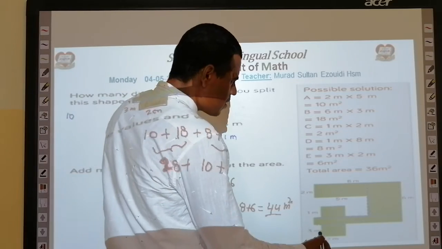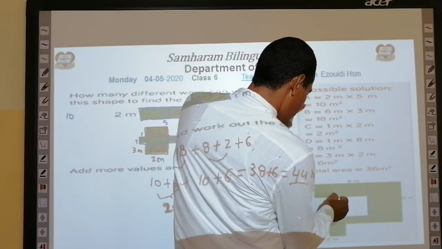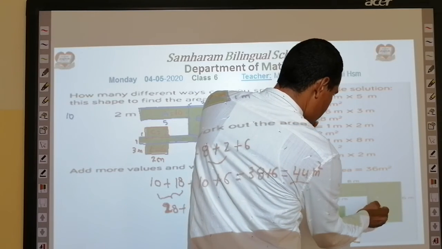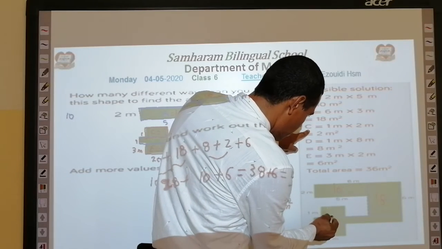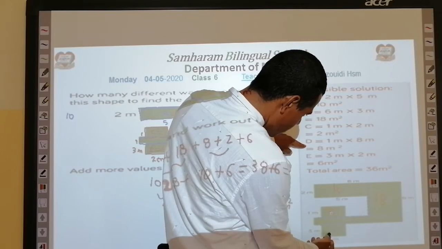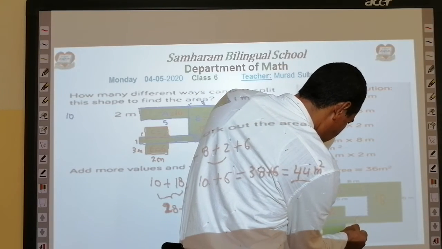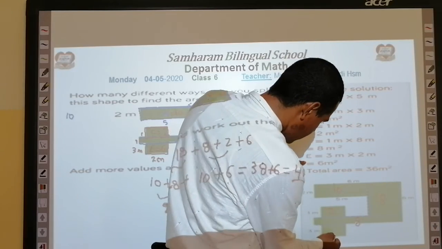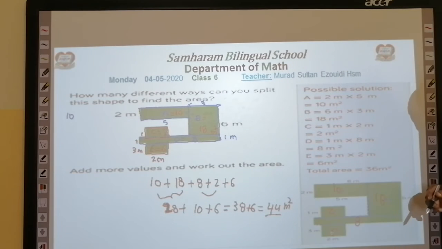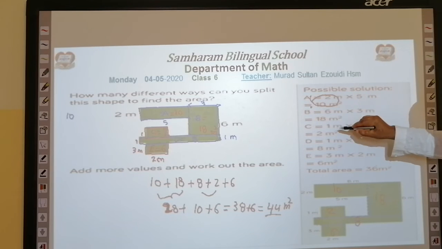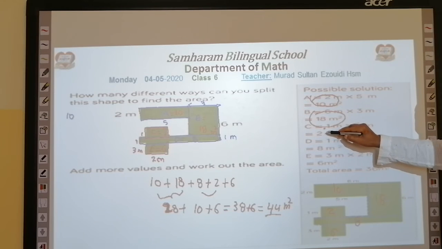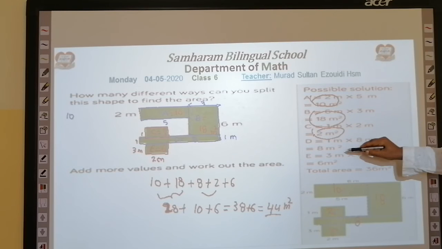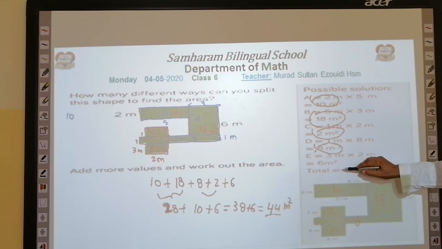Look here, let's do it again. We call that the area: A is 10. Then B is 18. Then C, small c, is 2 multiplied by 1 is 2. Then D is 8 by 1 is 8, correct, and E is 6. Okay, let's count all of this. 10 plus 18 is 28. 28 plus 2 is 30. 30 plus 8 is 38.